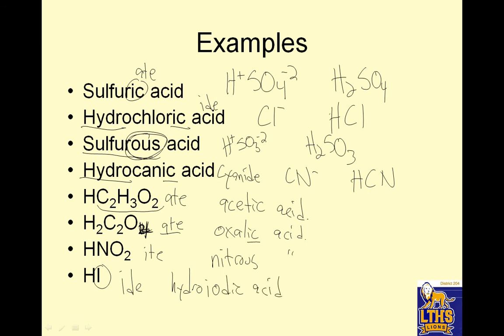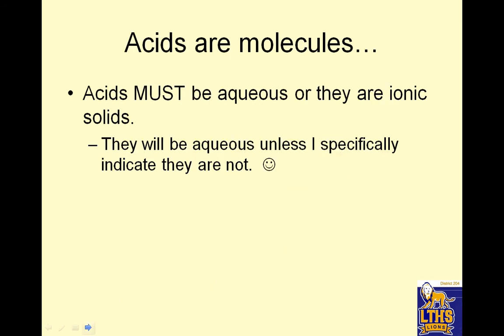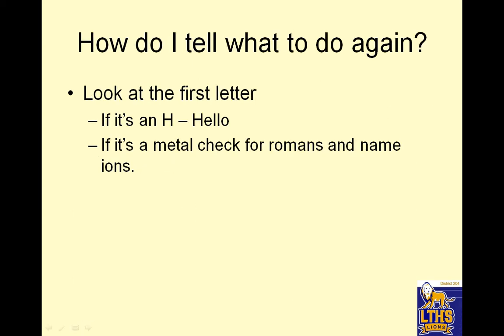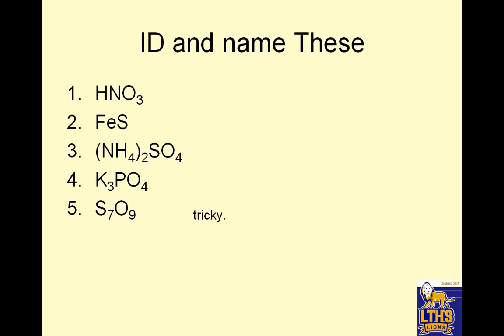Acids are molecules. Acids must be aqueous or they are ionic solids. They will be aqueous unless I specifically indicate they are not. So we're going to assume that all acids are aqueous. So if I give you some, H says, hello, I'm an acid. It won't be a solid. How do I tell what to do again? Look at the first letter. If it's an H, I'm an acid. If it's a metal, check for Romans and name the ions. And that's pretty much it.